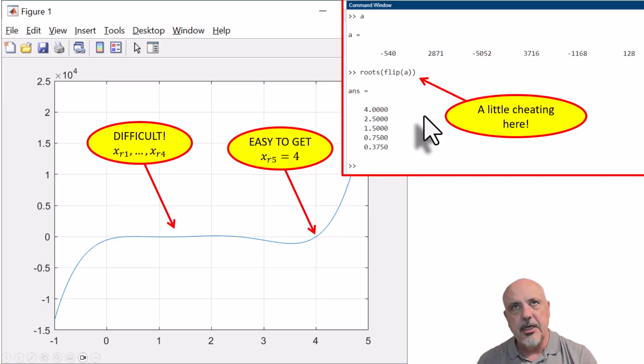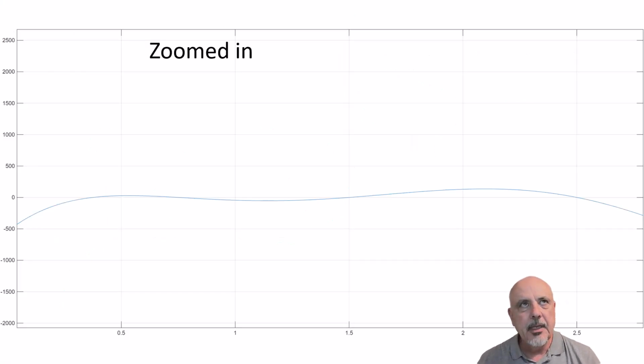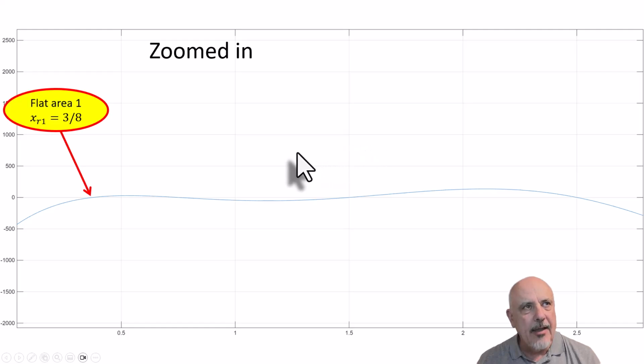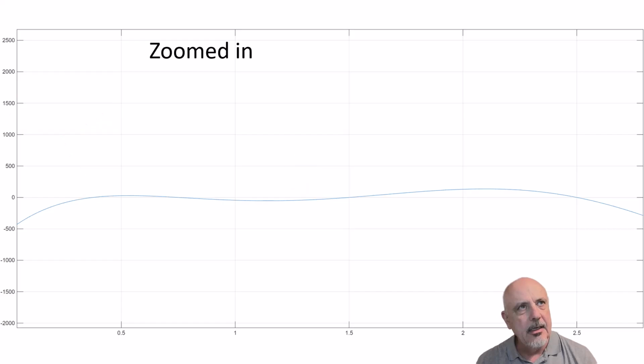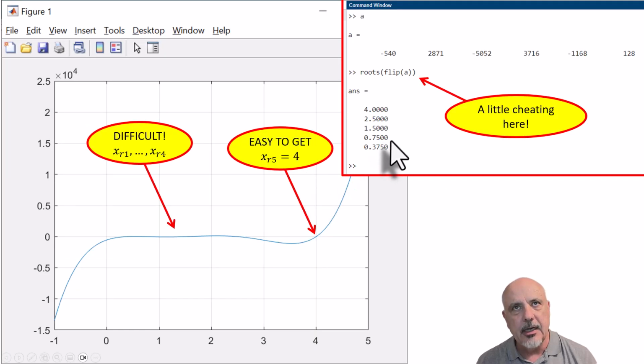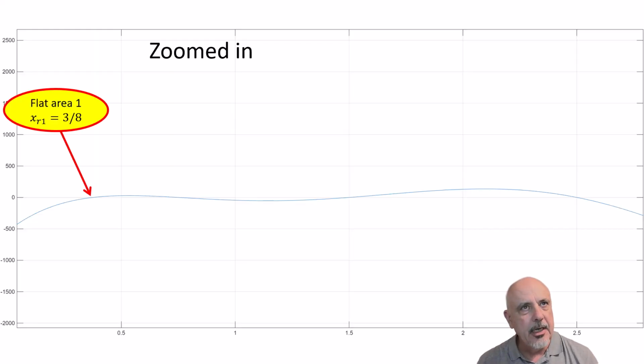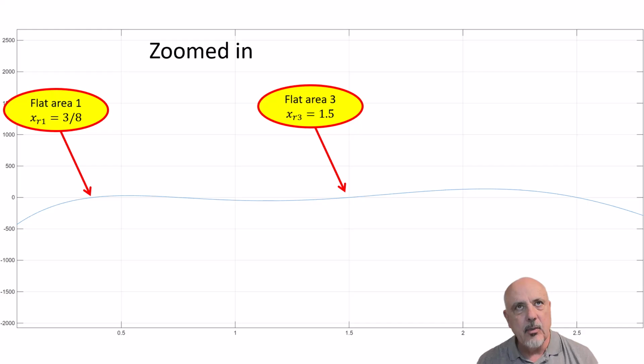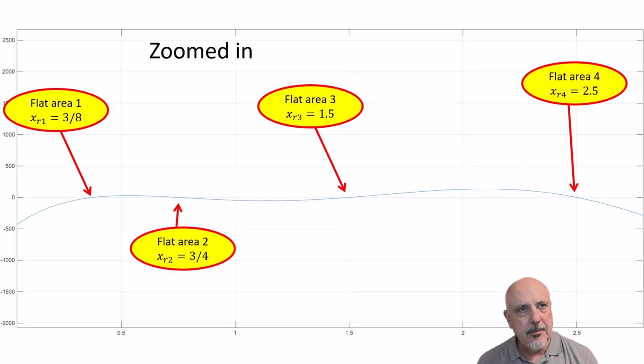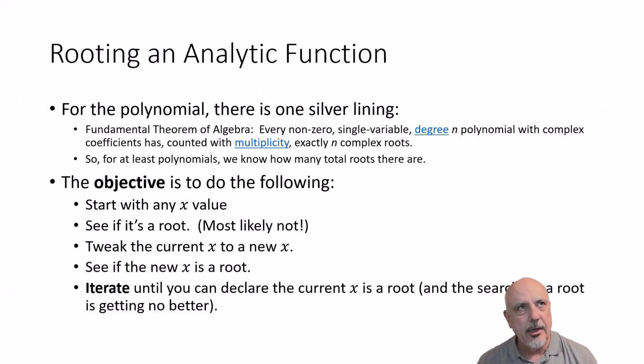So this is a little bit of cheating here, but we're going to go in and find out what they really are. So I zoomed in on my graph. In that first flat area, 3/8, I see that, right? Because I've got 3/8, 3/4, 1.5, and 2.5 reported by MATLAB. So there's the 3/8, there's 1.5, there's 2.5, and then there's the 3/4. So those are the roots in that little flat area.